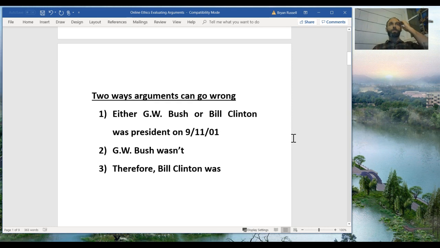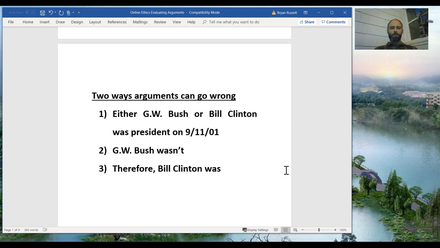So let's talk about two of the most common ways that arguments can go wrong. Let's look at some examples to do that. So first, premise one, either George W. Bush or Bill Clinton was president on 9/11/01. George W. Bush wasn't president, therefore Bill Clinton was president.